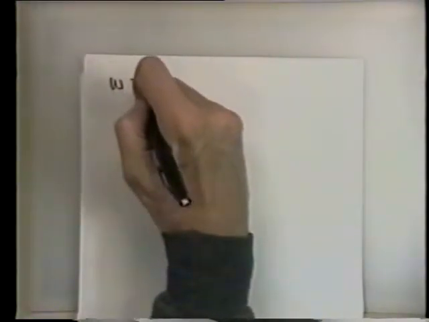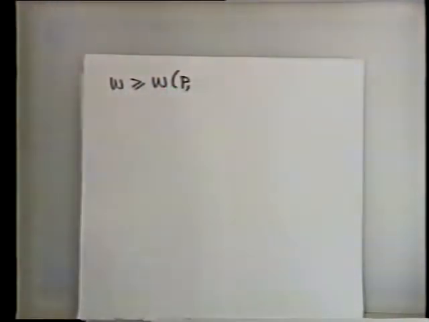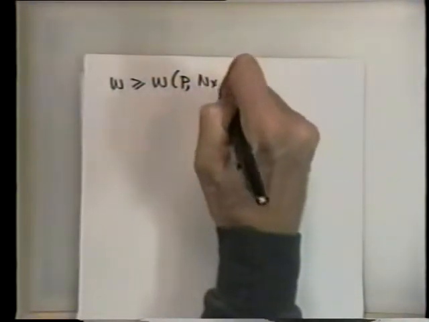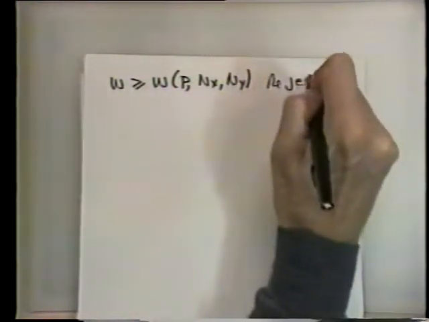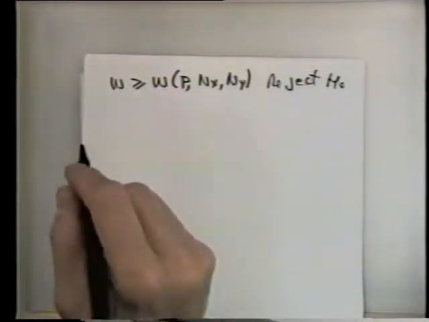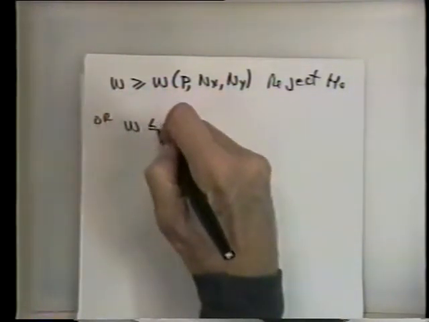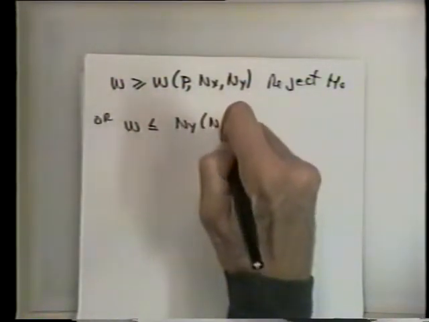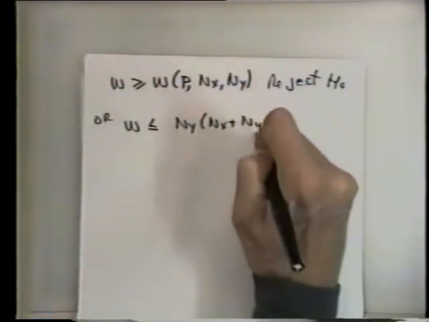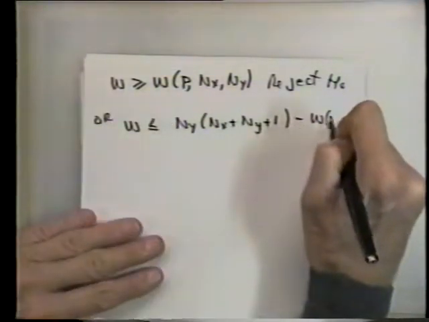And if W is greater than some W, which depends on the probability level, the number of X and the number of Y values, then we reject the null hypothesis. Or we can reject it on the other tail if W is less than ny times nx plus ny plus 1 minus the W up here. So these are the 2 tails.